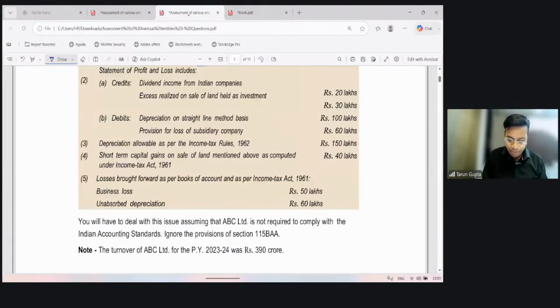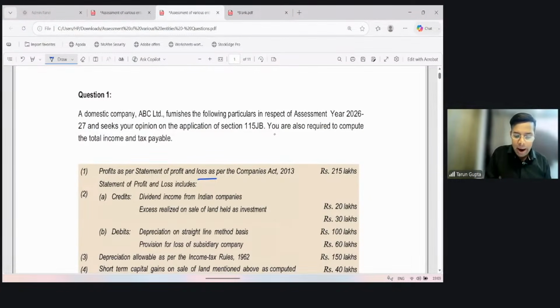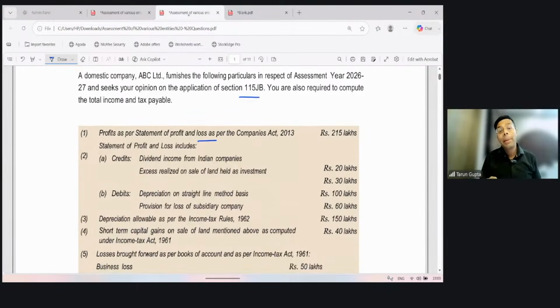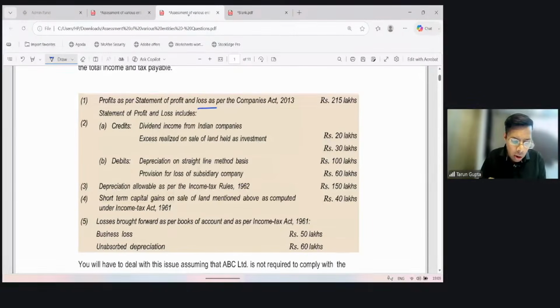We are required to compute, so for this, whether MAT is applicable or not, we have to compute the income under the normal provisions, tax on such income under the normal provisions, then book profit, MAT, and then we have to compute this tax and the MAT.